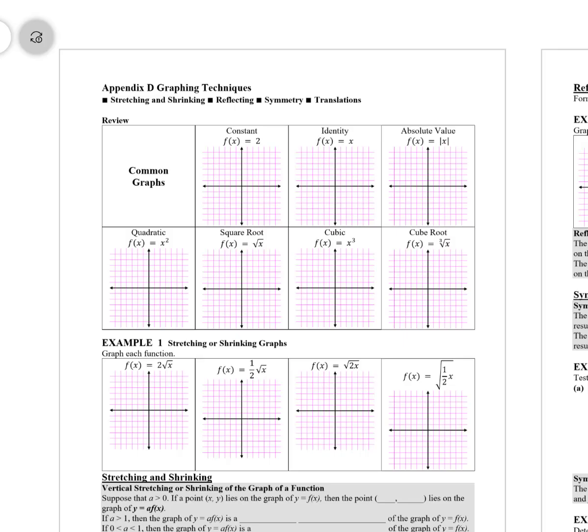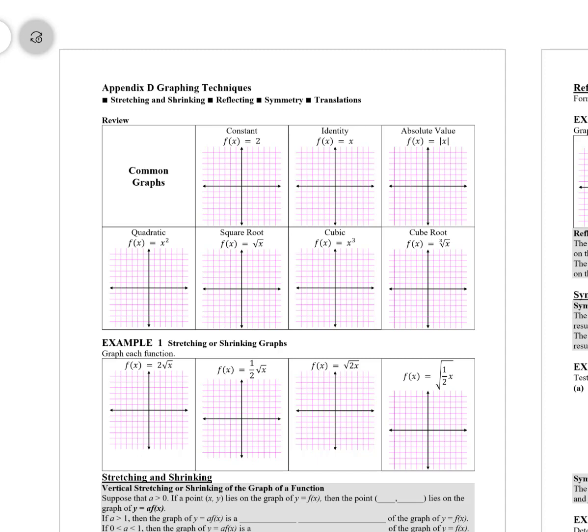This is Appendix D, page 1, where we're going to review graphing techniques. We'll start off by drawing graphs of basic functions, and then we're going to be stretching and shrinking them, reflecting them across the x and the y-axis, testing for symmetry, and then graphing translations of the graphs. So the first one is to graph f of x is equal to 2.